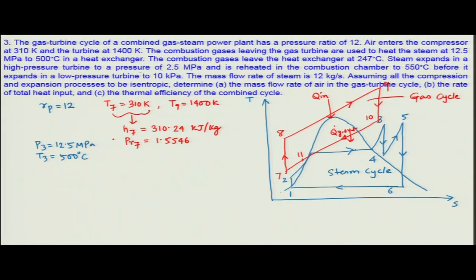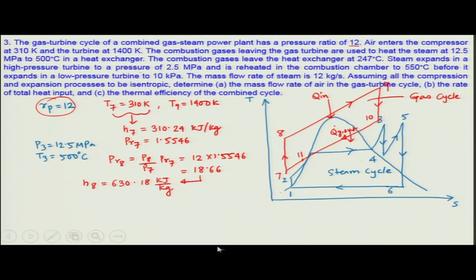Now, this gas turbine cycle has a pressure ratio of 12. So, we can calculate what is the state 8. So, PR at 8, the relative pressure at state 8, is basically P8 over P7 multiplied by PR at 7. P8 over P7 is basically the compression ratio, that is 12, and PR at 7 is 1.5546. So, you calculate the relative pressure as 18.66. Now, once you know the relative pressure, from this you can find H8, and H8 again from the table you can find as 613.818 kilojoule per kg.